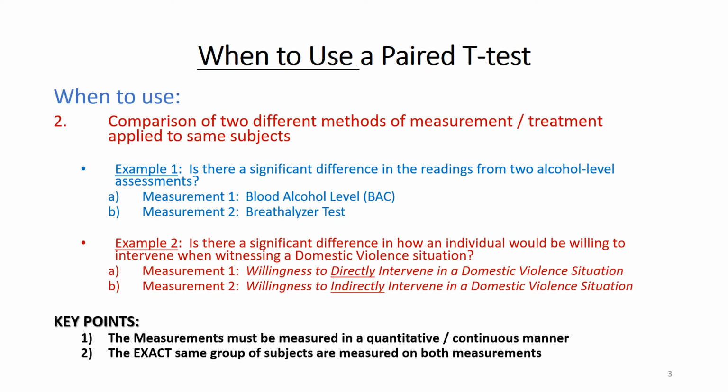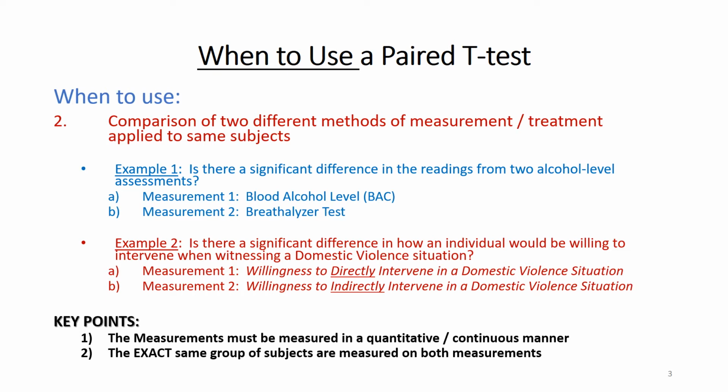In the second example, and actually we're going to see this as one of our examples at the very end of this particular lecture, is there a significant difference in how an individual will be willing to intervene when witnessing a domestic violence situation? So this comes from some research that I did with a graduate student a few years ago, where we wanted to know if somebody's witnessing a domestic violence encounter, whether it's somebody that they know, whether it's out in public, that's not the point that we care about right now, but they witness something. Will people intervene and try to stop that sort of domestic violence incident?